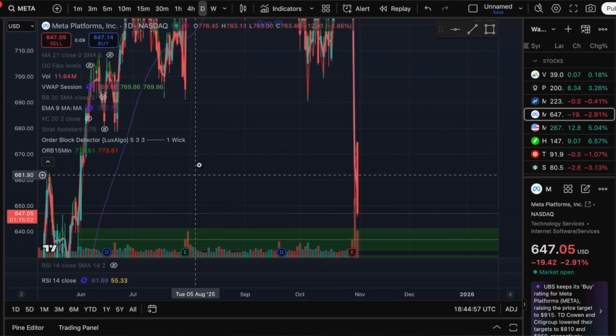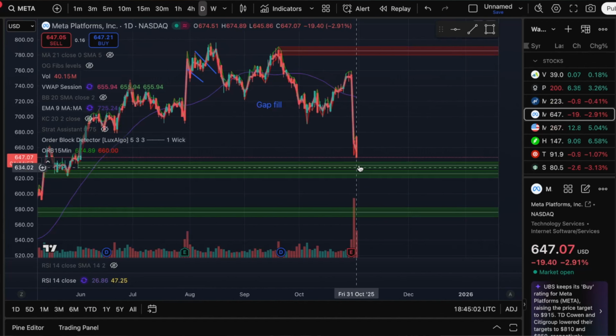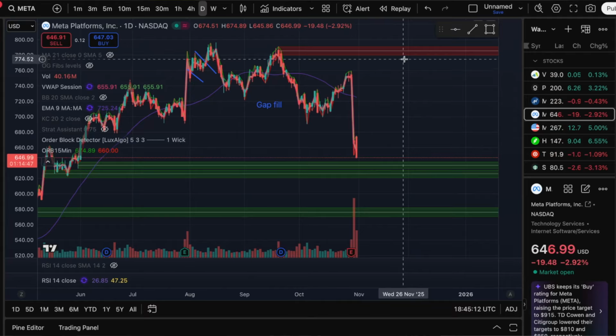So when we're talking about a longer play, like a swing, I would want to see it come into this order block area and then make a reversal signal, then get a confirmation candle, and I'm confident that I could ride this all the way back up to the bearish order block, which is over $100.